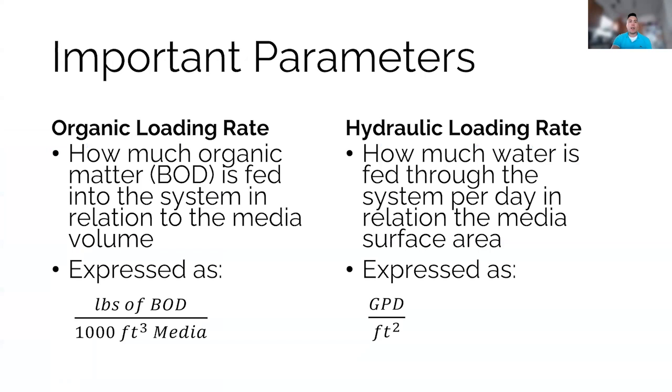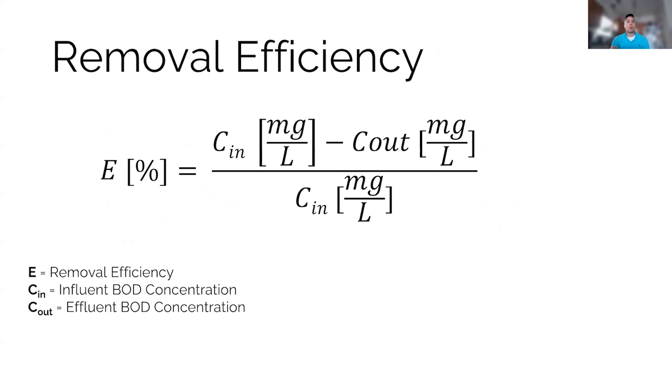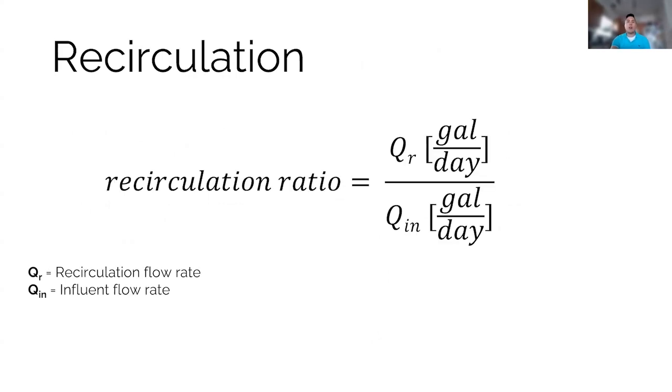So to calculate your organic loading rate, it's a similar math concept as in the trickling filters. Same with hydraulic loading rate. Organic loading rate is expressed in pounds of BOD over square footage of media, just like in trickling filters. And your hydraulic loading rate is also measured as the flow over your surface area. Also, you will want to calculate removal efficiency and recirculation, just like in our trickling filters.